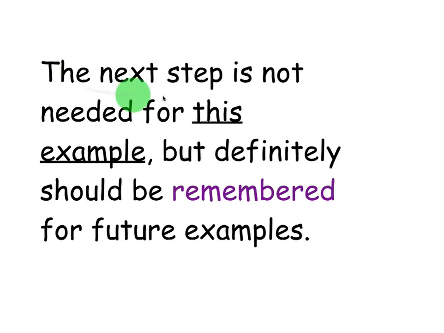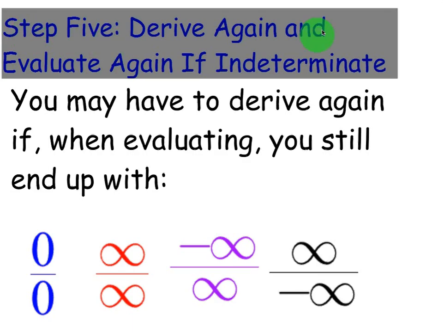Okay. Next step is not needed for this example, but definitely should be remembered for future examples. And here is the step in case you want to write it down. Derive again and evaluate again if indeterminate. So if you were to take the derivative the first time and you still had an indeterminate form, you want to derive it again and again and again until it works out. That's L'Hopital's rule in essence.